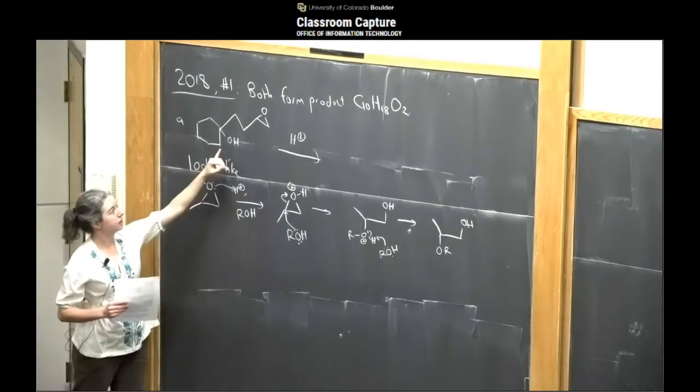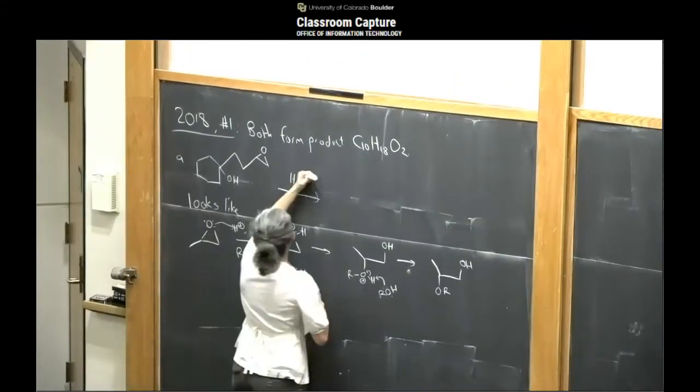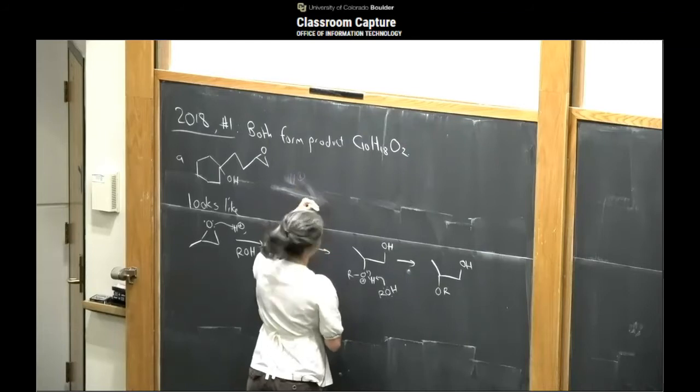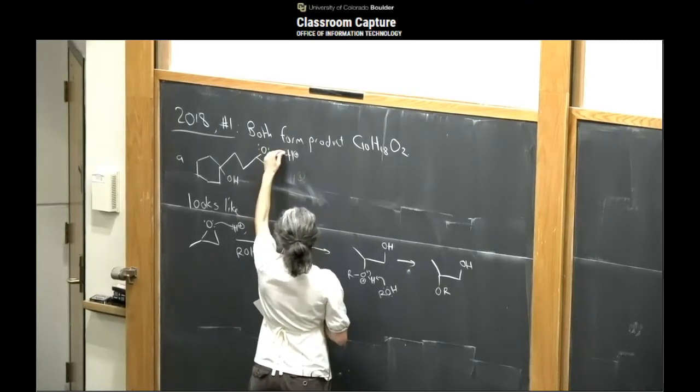So let's start working through this mechanism with acid. I'm going to get this out of the way a little bit, so I should have room up here. Okay, so I protonate the epoxide.